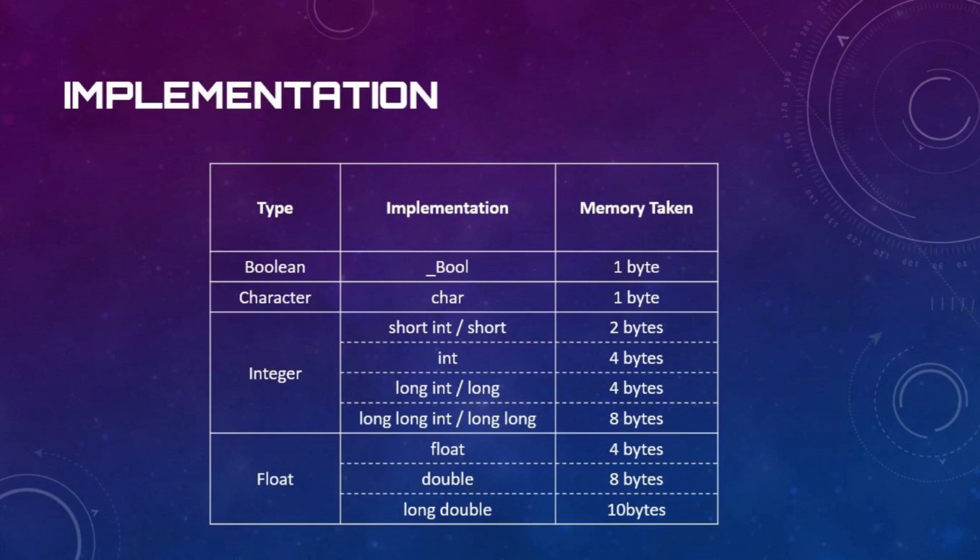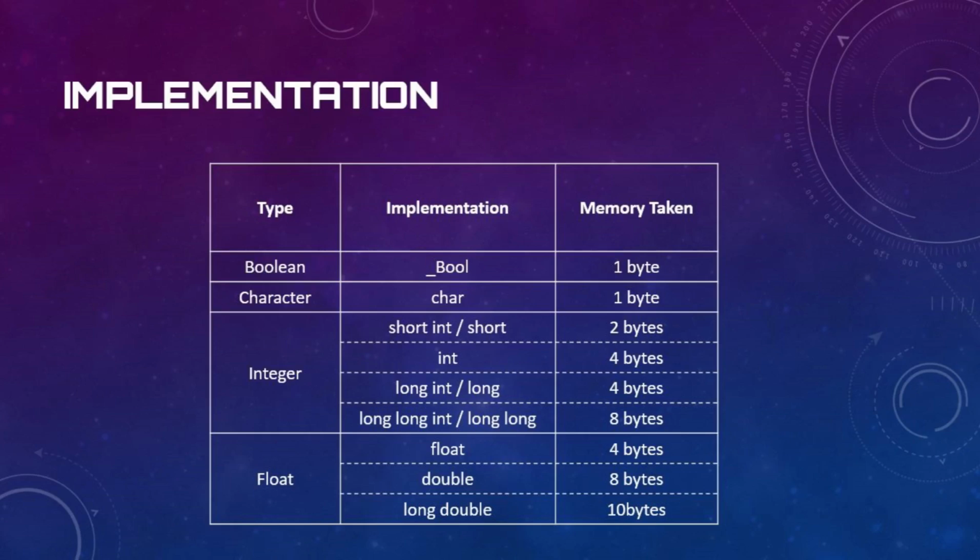So the difference between all these things is nothing but size. So the value range that they possess is different. So short is for smaller values, int is for a little bigger values, long int is for even bigger values, and long long int is for the biggest values.